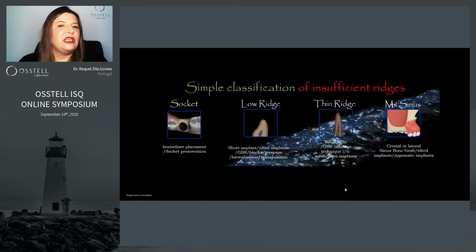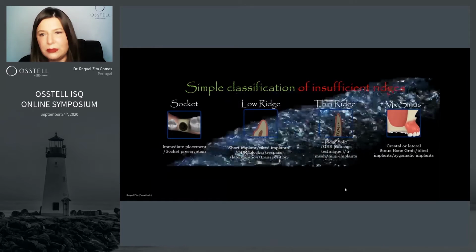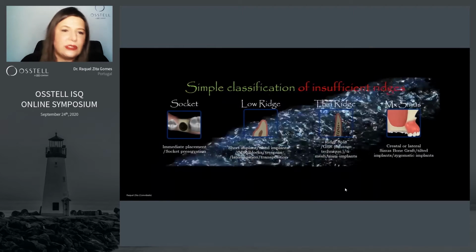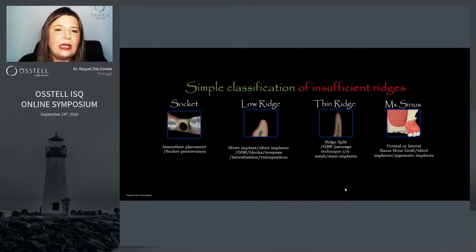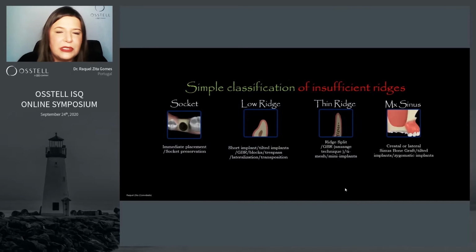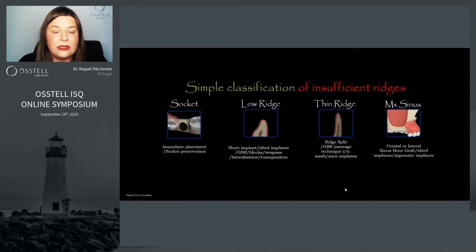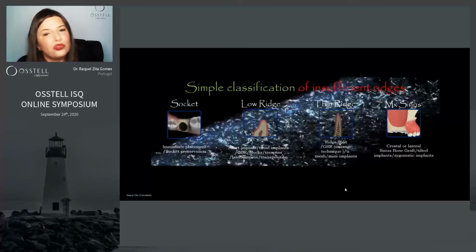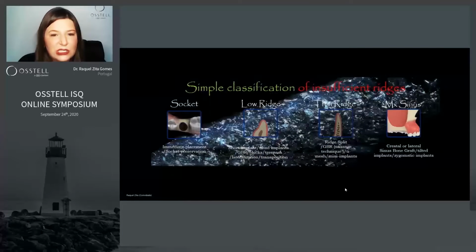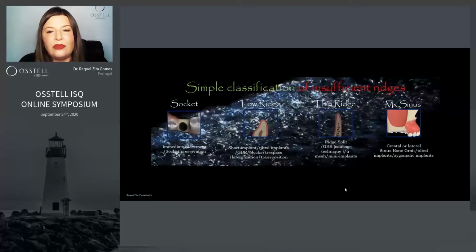When we have a simple classification of insufficient ridges, we have basically four types of problems. We have to deal with the socket, immediate implantation versus socket preservation, and the low ridge. Basically, we have some options to deal with this, namely the short implants, the tilted implants, the traditional GBR, the blocks, and some techniques that manipulate the inferior alveolar nerve that I'm going to show in one clinical case: the trispass, the lateralization, and the transposition. Those are three different techniques that deal with the inferior alveolar nerve.